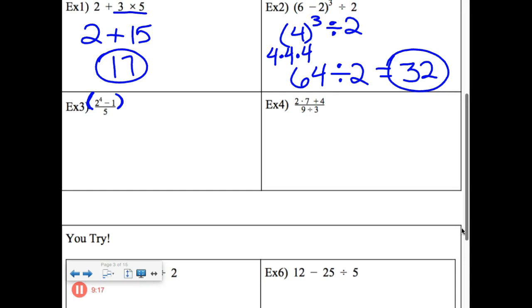All right. So as you can see on top, inside that parentheses now, we have an exponent and a subtraction. So we know we have to do that exponent first. Okay. So again, you can take your calculator.